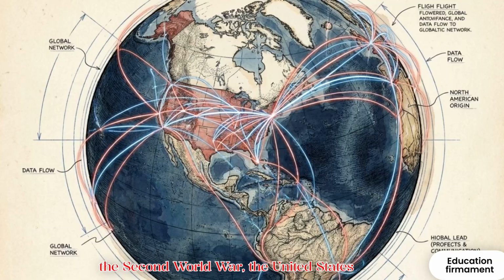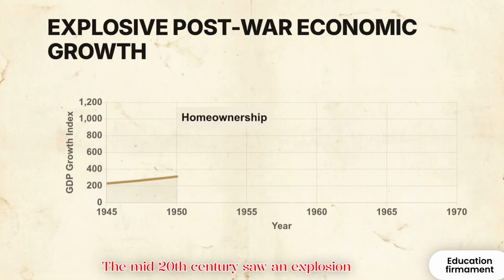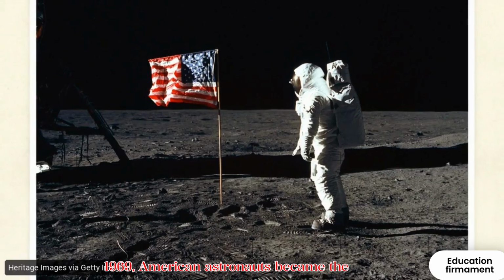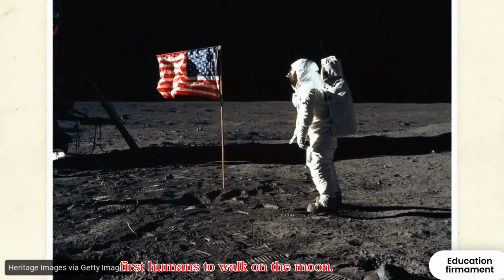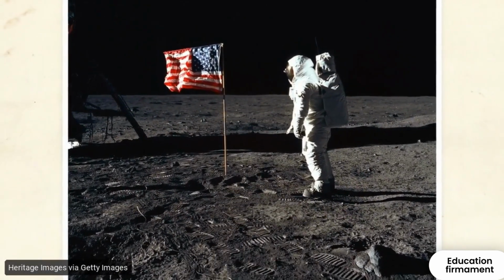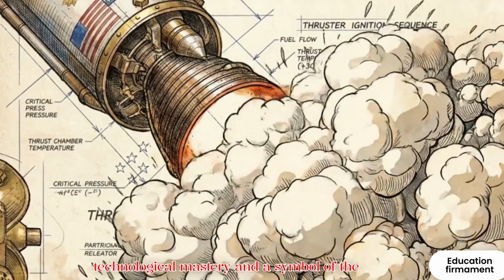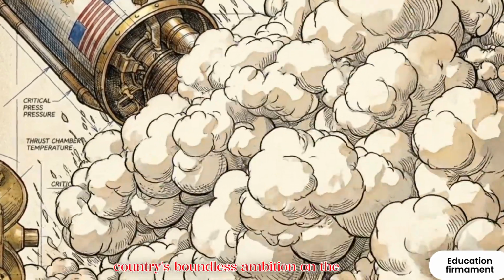Following the Second World War, the United States emerged as a dominant global superpower. The mid-20th century saw an explosion in middle-class wealth, homeownership, and rapid scientific achievement. In 1969, American astronauts became the first humans to walk on the moon. It was a staggering display of technological mastery and a symbol of the country's boundless ambition on the global stage.